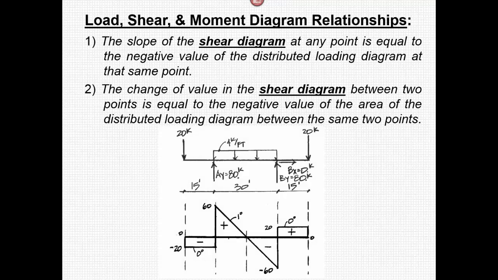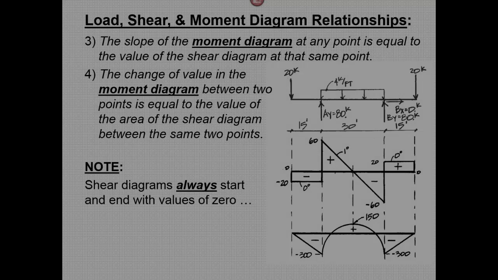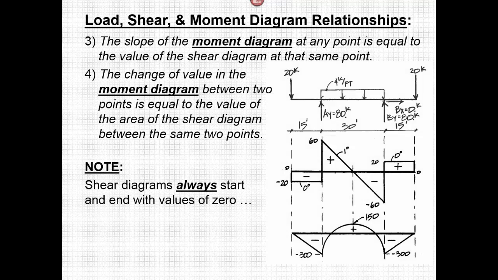Note that when comparing the relationships between load, moment, and shear, there are 2 things. The first is that the slope of the shear diagram at any point is equal to the negative value of the distributed loading diagram at that point, and that the change of value in the shear diagram between 2 points is equal to the negative value of the area of the distributed load between those same 2 points. The next thing to note is that the slope of the moment diagram at any point is equal to the value of the shear diagram at that point. And the last thing is that the change of value in the moment diagram between 2 points is equal to the value of the area of the shear diagram between those same 2 points. Let's also note that the shear diagram always starts and ends with values of 0.